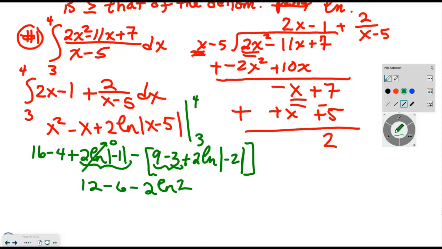What would you enter if this was Delta Math? Because I don't know the natural log of 2 and you're not going to round. So you're going to go 14. No, sorry, I lied. 6 minus 2 natural log 2. And you'll be done. All right? So that's example 1.